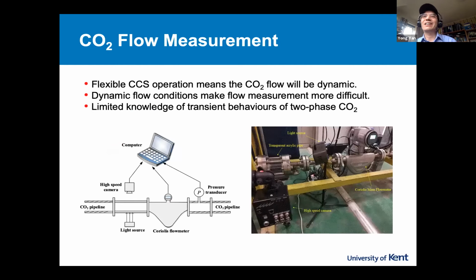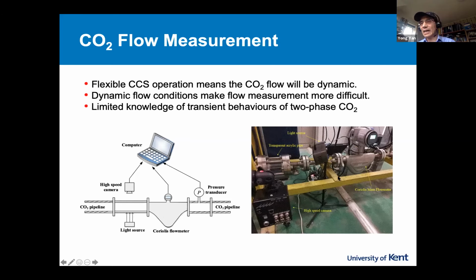Now, the next issue is CO2 flow in CCS systems is not always steady. It depends how you operate your plant. If you operate your CCS plant in a flexible way, it's a so-called smart plant. The CO2 flow comes in and out. If the plant is off, on, rapid cycling, or reduced load, the CO2 flow becomes large, so there will be a lot of transient conditions. So how do you measure flow rate accurately under dynamic flow conditions? That is an actual difficulty. Okay, so unfortunately we don't know very much about transient CO2, particularly under two-phase conditions.